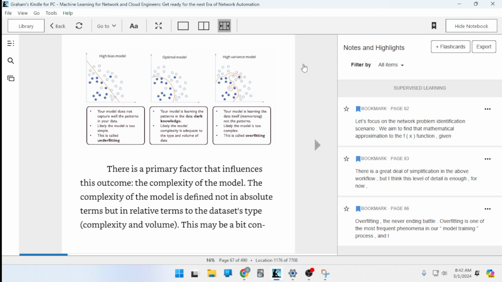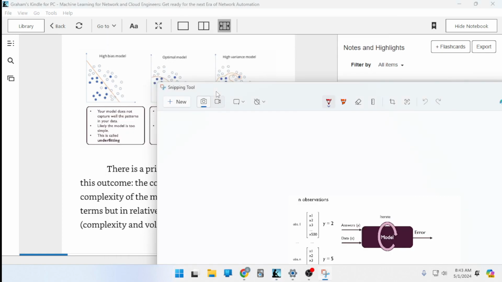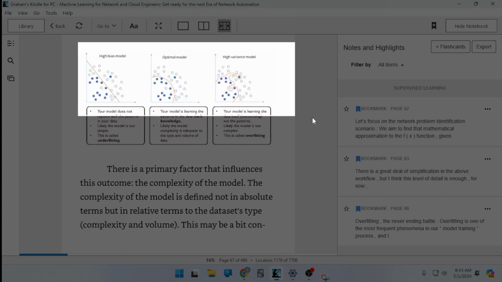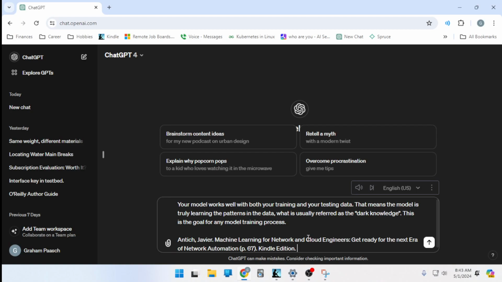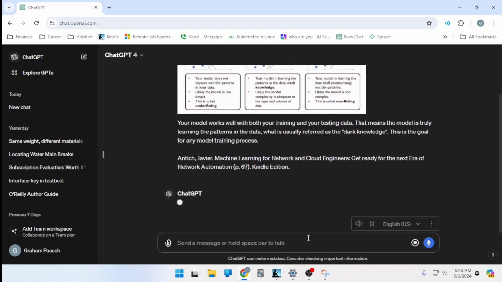And then we've got a high variance model. Your model is learning the data itself, memorizing, not the patterns. Likely the model is too complex. This is called overfitting. So if you've got a new data point, it's hard to know where it actually would be. Here, if you make a prediction that it'll be somewhere on this line, it'll be a lot more accurate. So let me grab a screenshot of this and put that into ChatGPT. Okay, let's hear what it has to say.